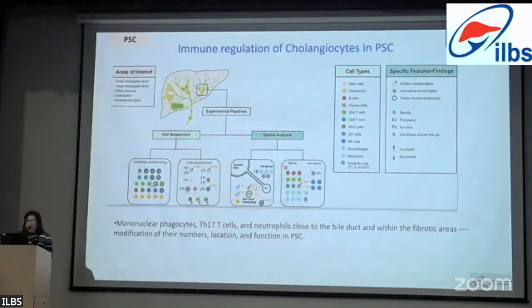inflammatory state. And they found that phagocytic mononuclear cells as well as neutrophils from innate immune cells, and Th17, CD4 and CD8 T cells are actually present more close to the bile duct within the fibrotic areas, and they modify the number, location and function, which can lead to a progressive PSC.